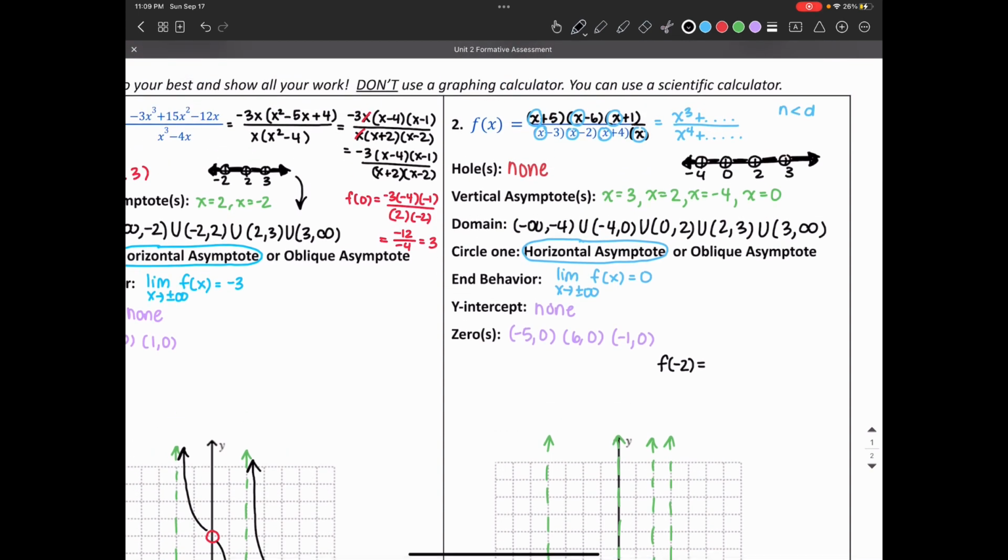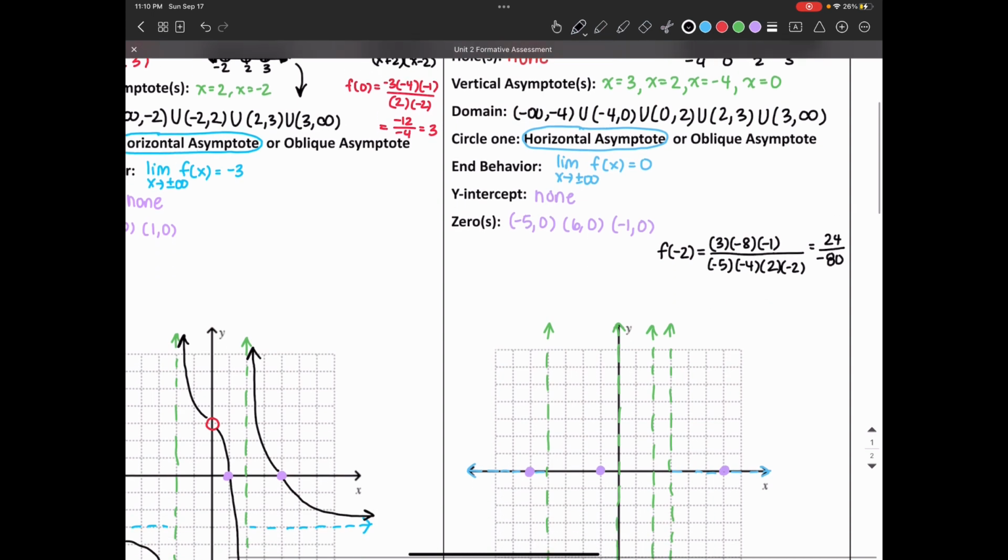So I'll end up with -2 plus 5, which will give me 3. -2 minus 6, which will give me -8. -2 plus 1, which will give me -1. And then divided by -2 minus 3, which is -5. -2 minus 2, which is -4. -2 plus 4, which is 2. And just -2. And then I'll end up with, in the numerator, positive 24, and in the denominator, 20, 40, -80. So this is going to be a negative number.